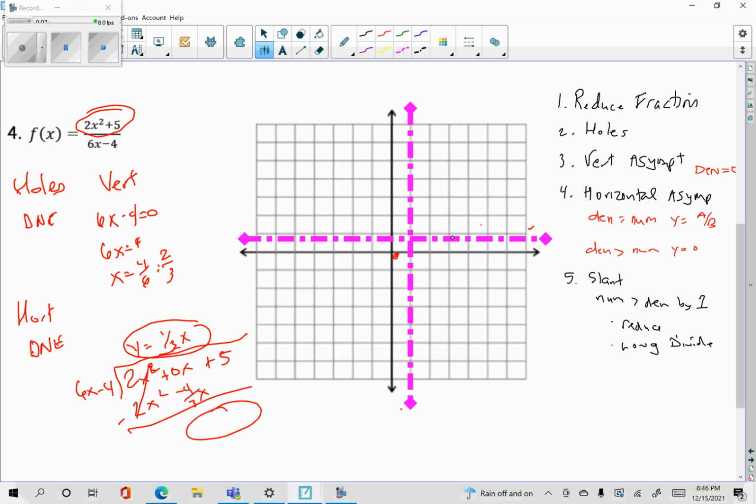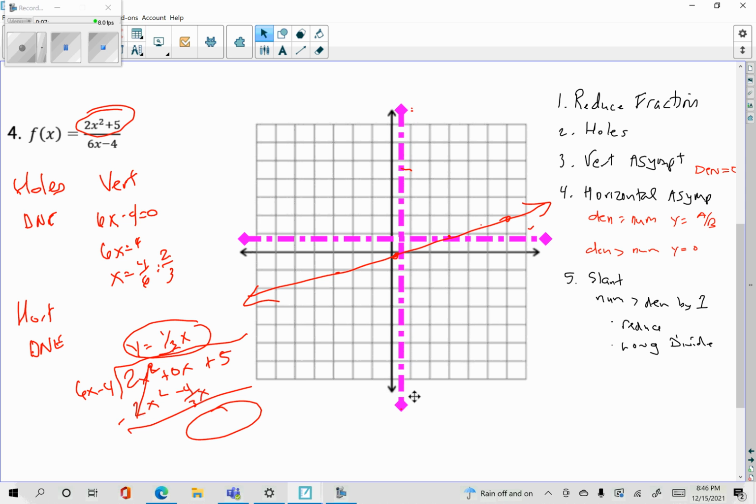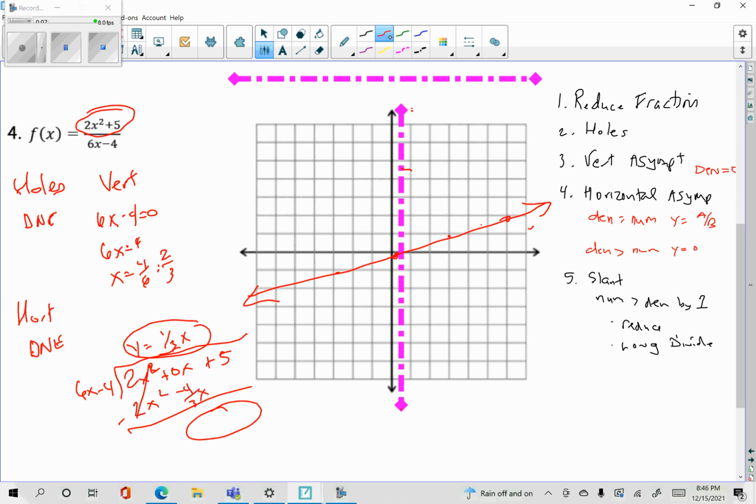Don't worry about these pink lines. I can't get rid of them right now. That's going to go like that. That is your slant. So I'm just going to kind of draw it. Okay, there we go. So that one's at 2/3. There's your slant. And then the graph itself is actually going to look something like, let me see, 2 here, here. So it's going to look something like that.